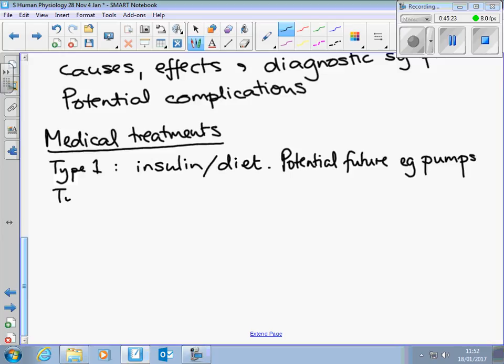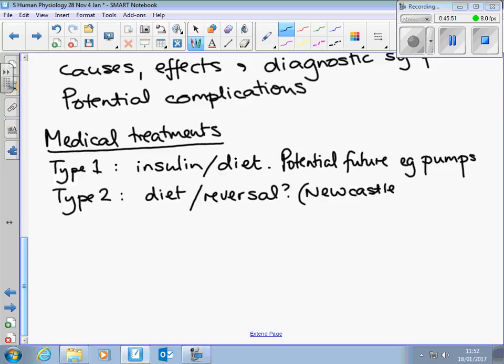For type 2, there's some curious stuff here. Dietary control can actually be all that somebody needs. So you've got the diet side of it. There is the potential for actually reversing it through diet as well, theoretically. So reversal, I'll put the question mark after that. But if you have enough words, you can look up the Newcastle diet.